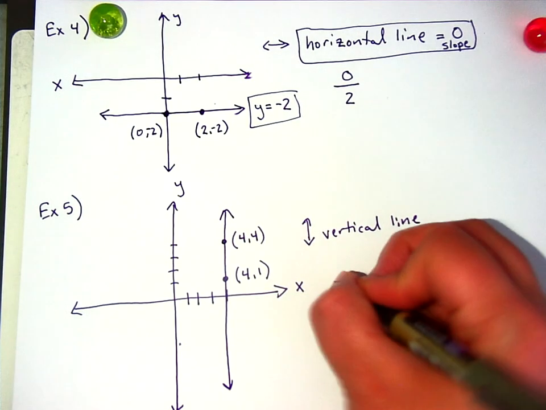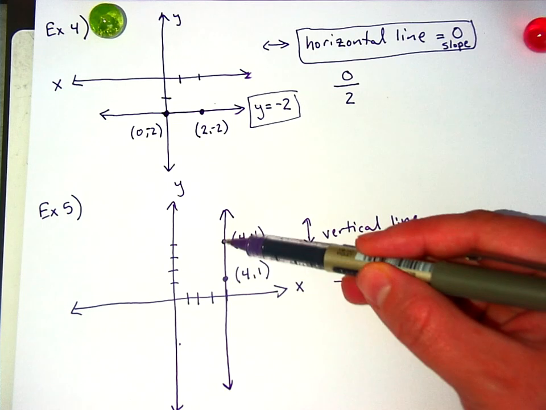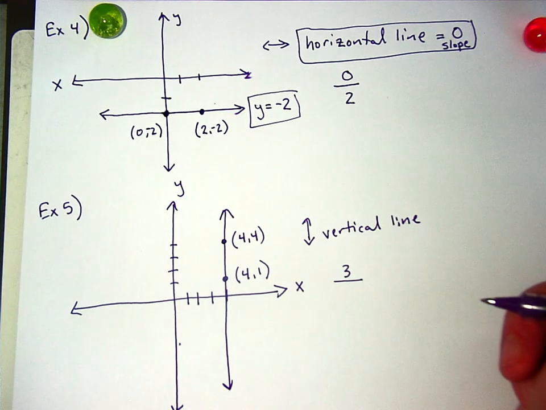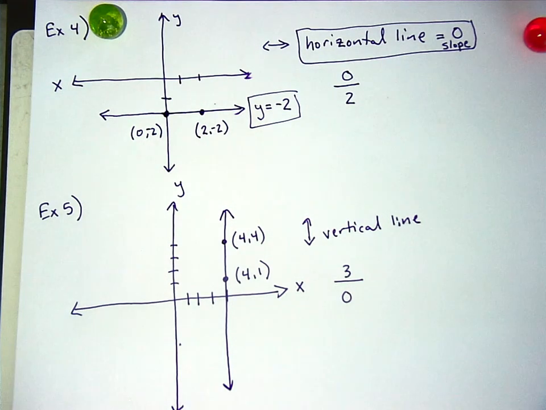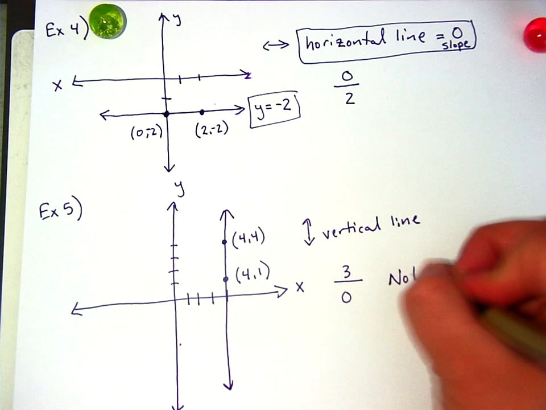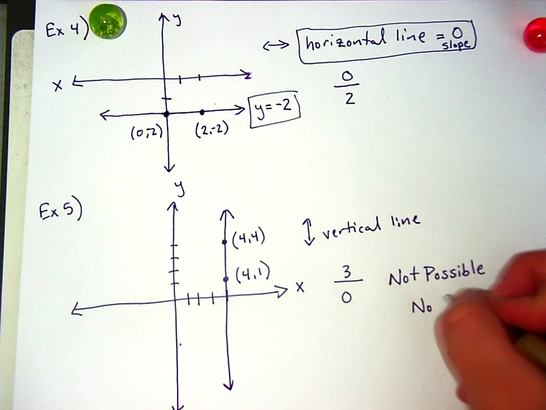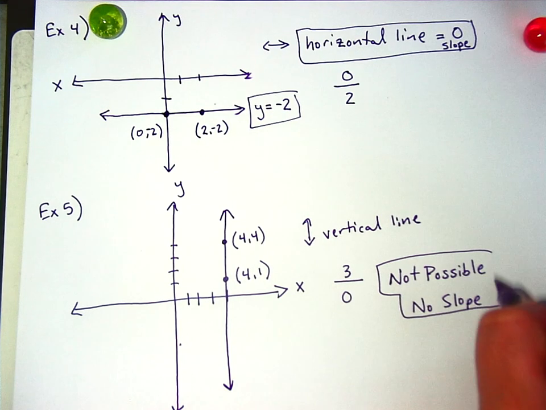Okay, so between these 2 points, how far does it rise? From 1 to 4, how far does it rise? 3. And how far does it go over? 0. Not at all. Can you divide by 0? Can't divide by 0. So this answer is not possible. There is no slope. No slope on a vertical line. And you can't say that's the same thing as 0. 0 is not the same thing as not possible.